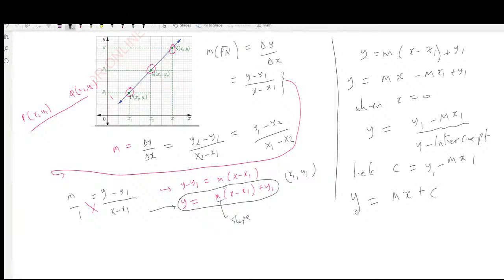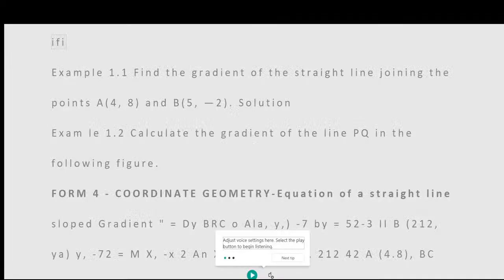And this is the second form of equation we are having, dear students.